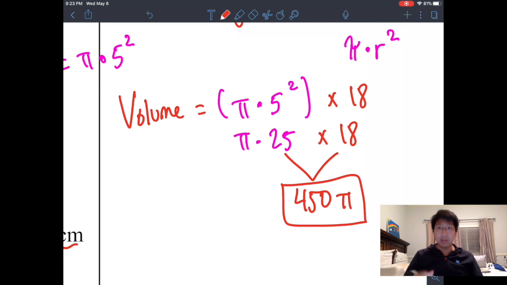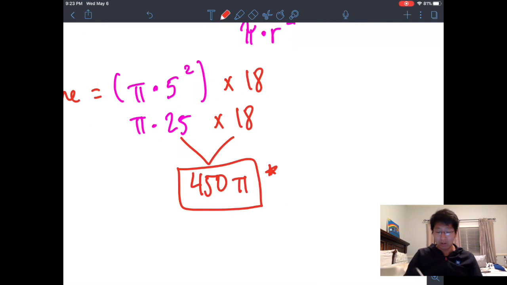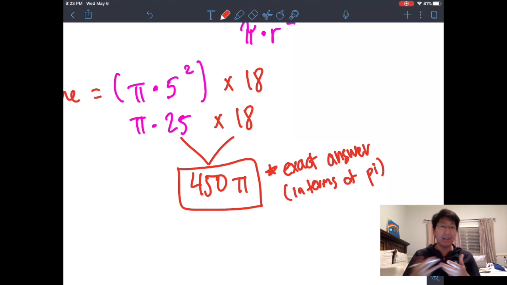Now this is going to be the exact answer, right? So right here is an exact answer, okay, in terms of pi. Meaning that we still have pi in the answer.